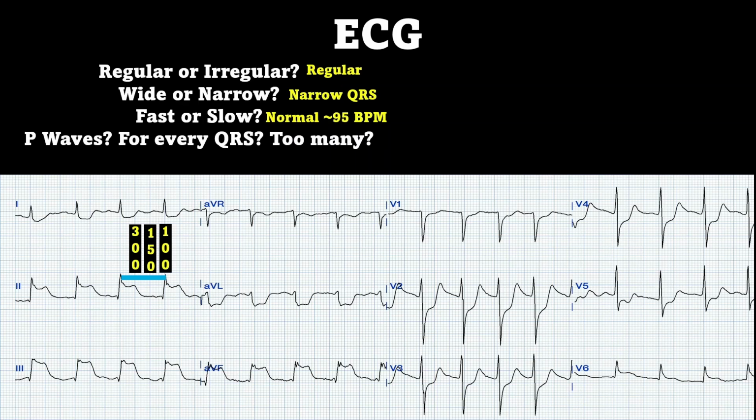Is there one for every QRS? Is there too many? So here we can see that we do have P-waves, there's one for every QRS complex, and there's not any extra ones. And we can see in all the limb leads that we have a positive P-wave, and then in AVR, we have a negative P-wave, which means this is going to be a sinus rhythm.